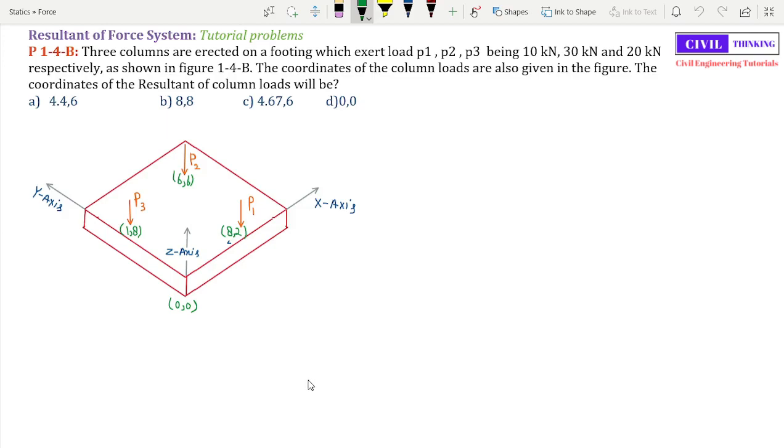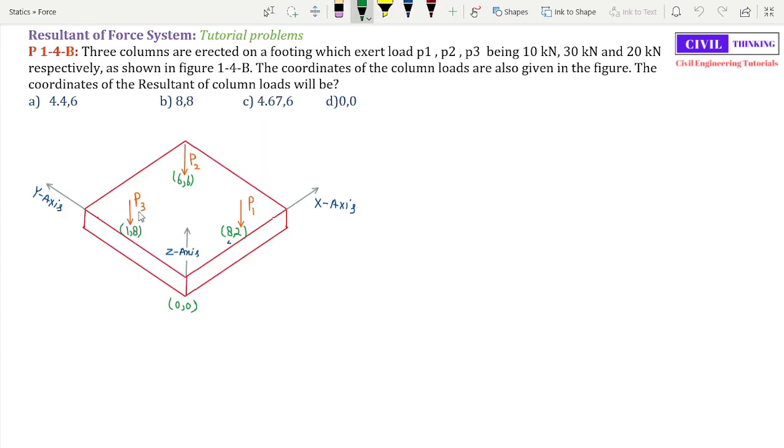Now coming to the problem. Three columns are erected on a footing which exert loads P1, P2, P3 being 10 kN, 30 kN and 20 kN respectively as shown in figure 1.4b. Okay, this is figure 1.4b. The coordinates of the column loads are also given in the figure. The coordinates of the resultant column load will be.